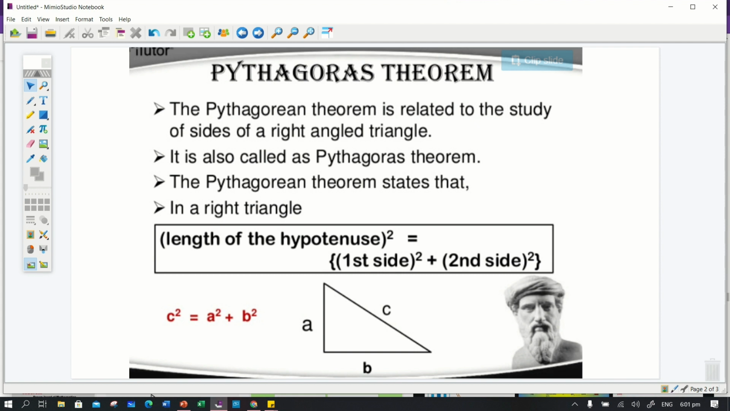In equation form, we have c squared is equal to a squared plus b squared. C is the hypotenuse, which is the longest side, and a and b are called the legs.